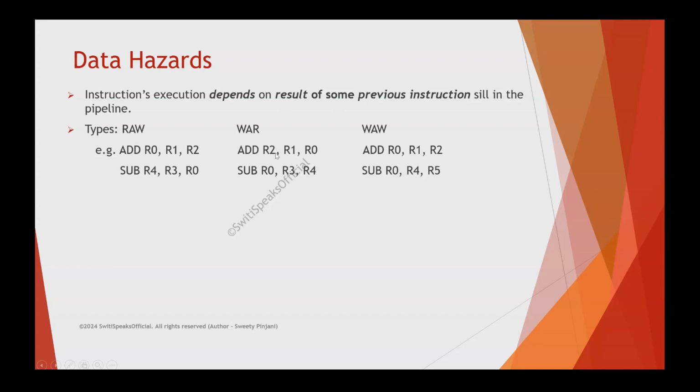Similarly, if you see here, you are writing a register after a read. Here you are reading R0 and after that you are writing the value of R0. So there is a write after read hazard. Write after write hazard means you are writing to a register and in the next instruction you are again writing to the register. This is a write after write hazard.